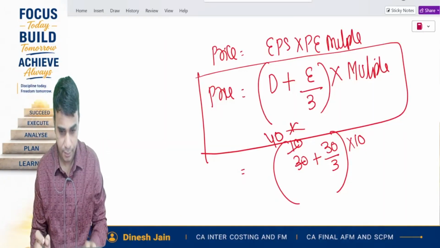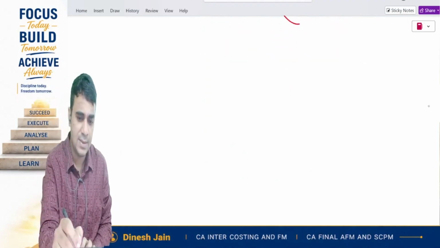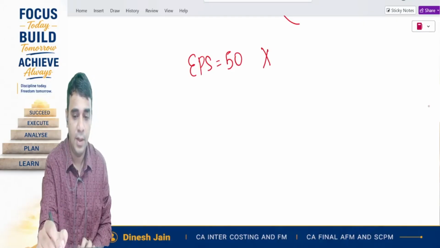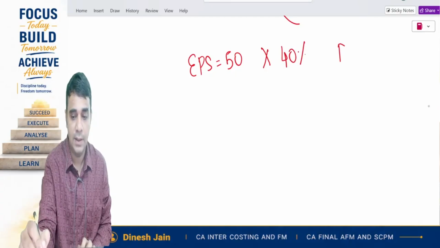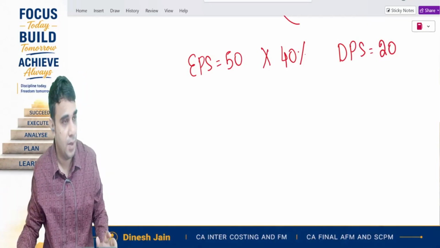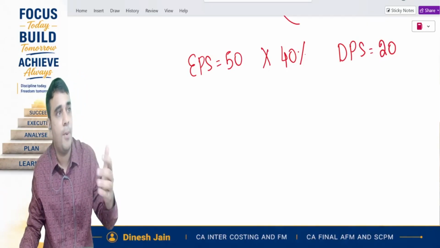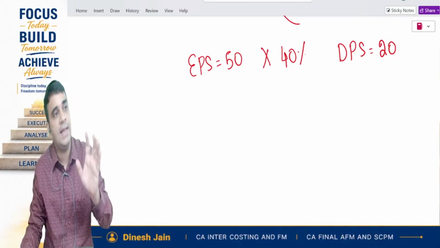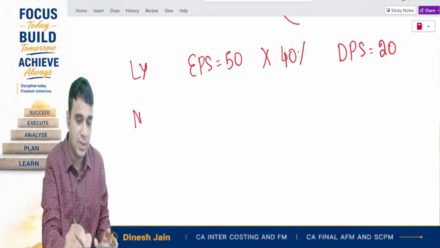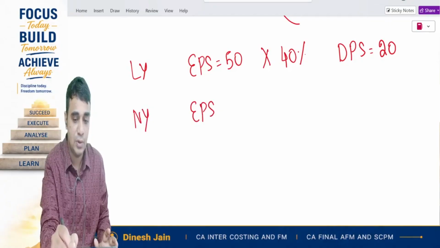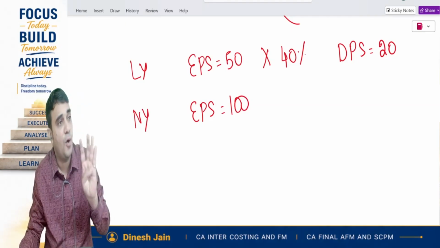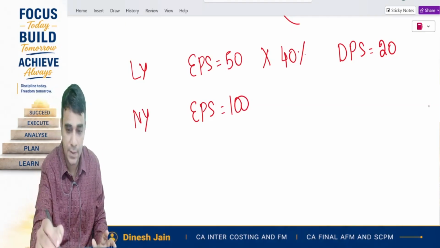Listen. Let us assume last year EPS 50 into 40%, DPS 20. This is last year. Now what Lintner said is there are possibilities that the company may have an excellent growth. This is last year. Next year EPS goes to 100. If you follow 40%, DPS will be how much?